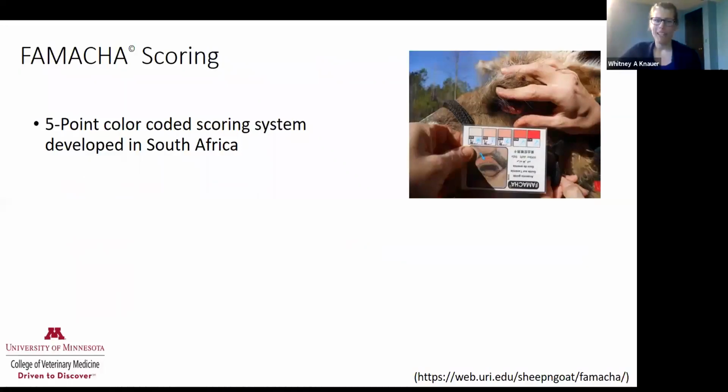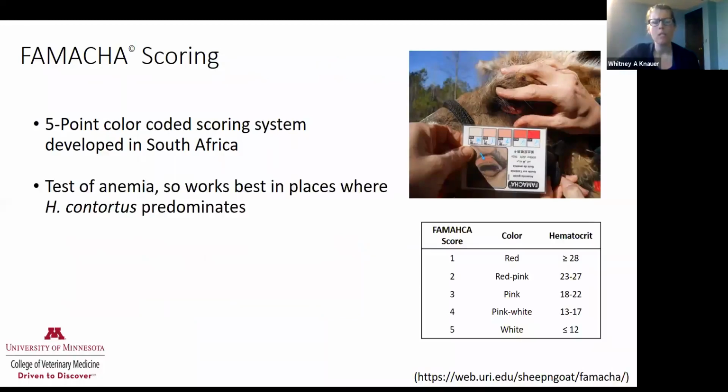So Famacha scoring is a system that was developed in South Africa, and it's a 5-point color-coded scoring system. It uses color by looking at, this isn't actually a great picture, this is a llama, but we're looking at the eyelid, and we're looking at the color of the membranes, the conjunctiva of the eye, and we're comparing that to the color card, and we're saying, what does the color of the mucous membrane look like compared to the color of the card?